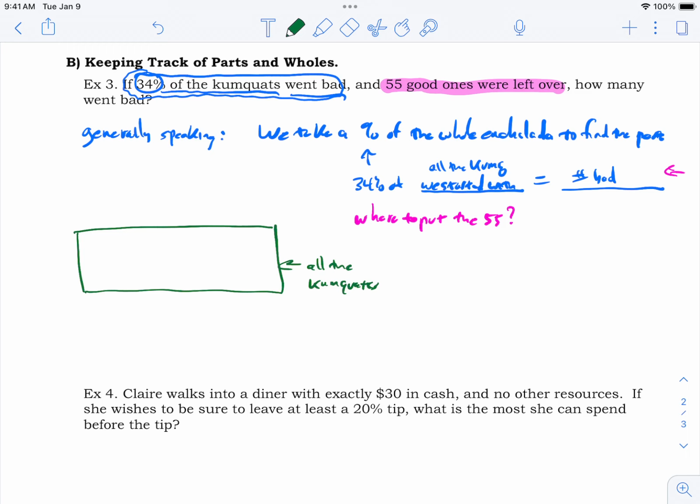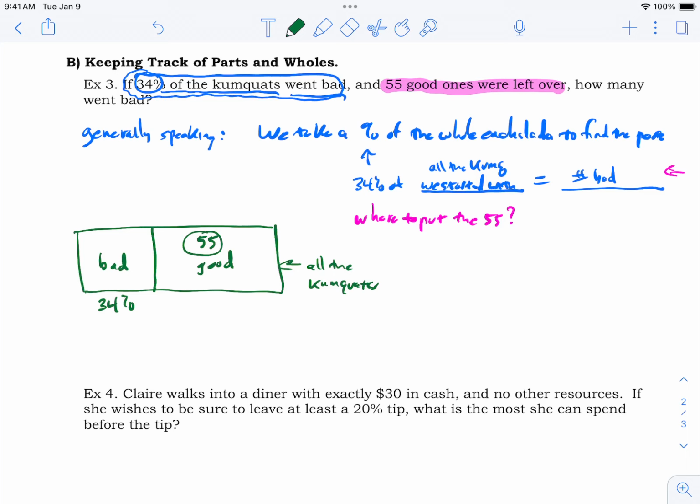Now, some of them are good and some of them are bad. 34% were bad, so I'm going to try to make it look something like 34% and put a line there, right? So these are the bad ones, these are the good ones. And this was 34% of the total. And this was, well, they didn't give us the percentage, they gave us a number, 55. I'll put the number in here because I like to put the actual number in here. 55 good ones, how many bad ones? I don't know. We'd like to know.